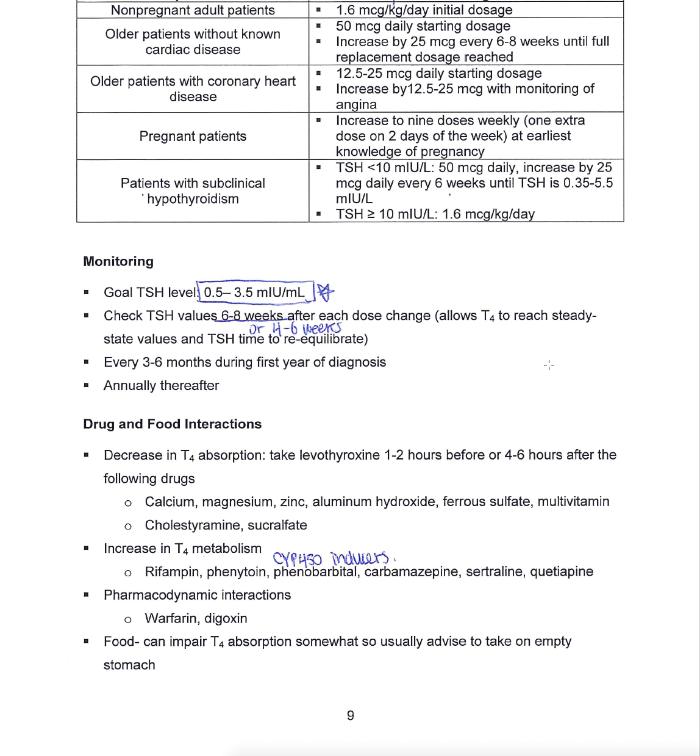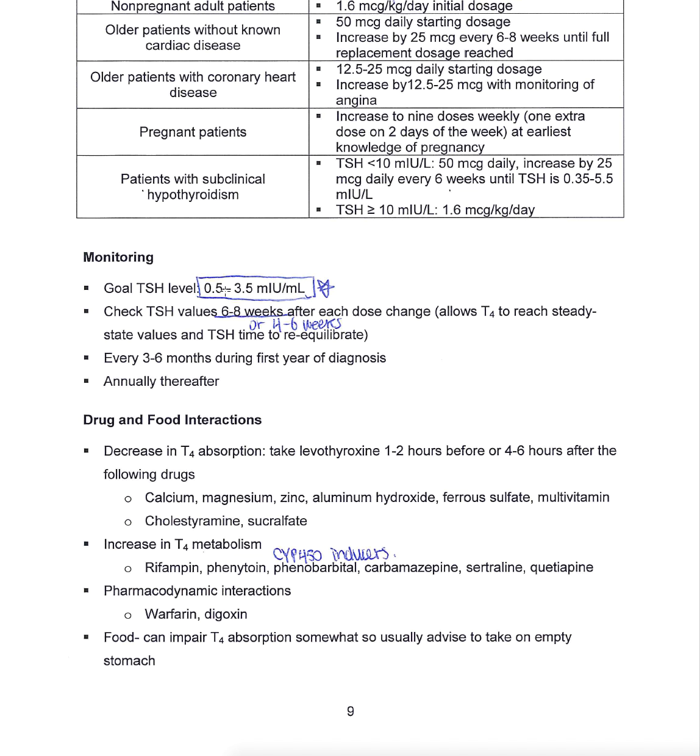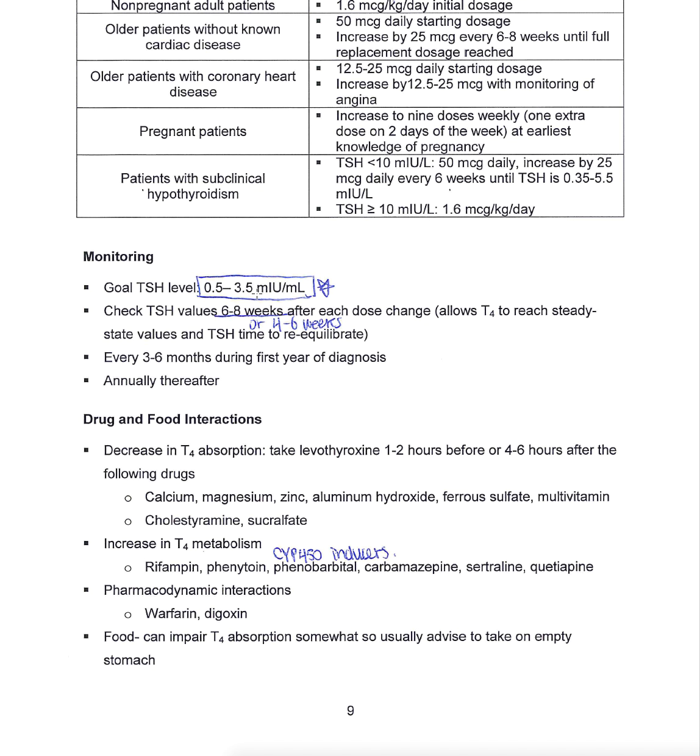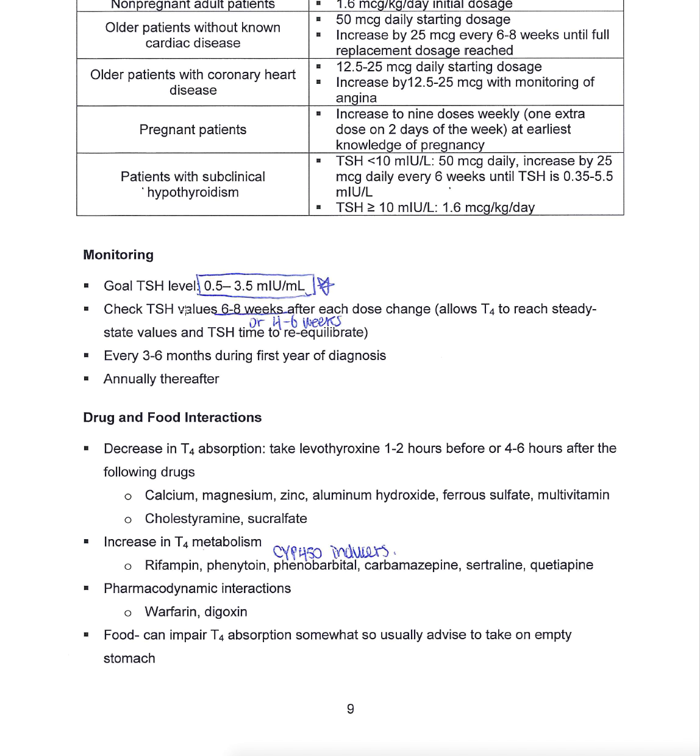All right, so what do we need to monitor? The goal TSH is 0.5 to 3.5, and then we check TSH every 6 to 8 weeks or 4 to 6 weeks. Again, to really get to the steady state, we need 4 to 5 half-lives, right? And T4's half-life is 7 days. So it'll take at least 4 weeks to really reach steady state to have an accurate reading of TSH. So either 4 to 6 or 6 to 8 weeks is okay.